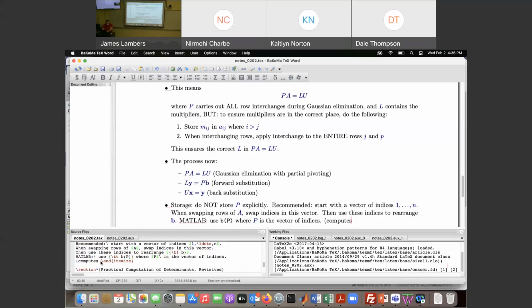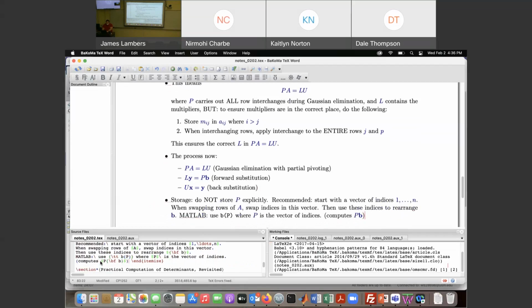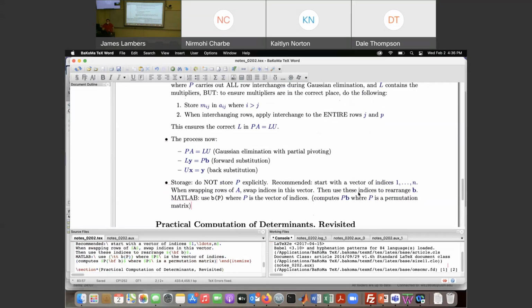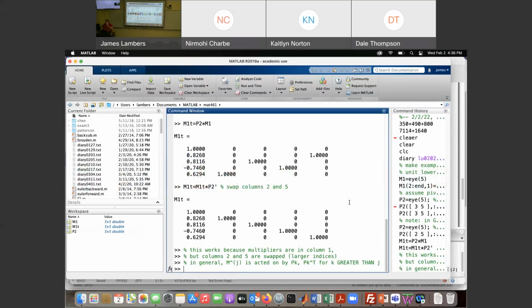So this effectively computes PB, where P is a permutation matrix. So again, another reason why you don't have to form it explicitly. If we go back to MATLAB, here's an example of this.